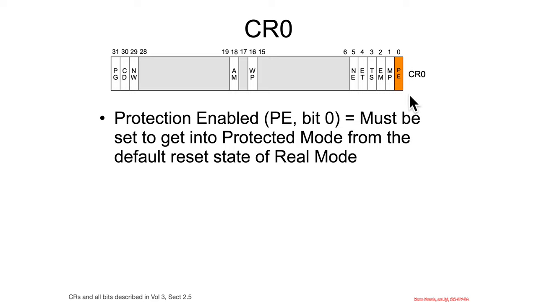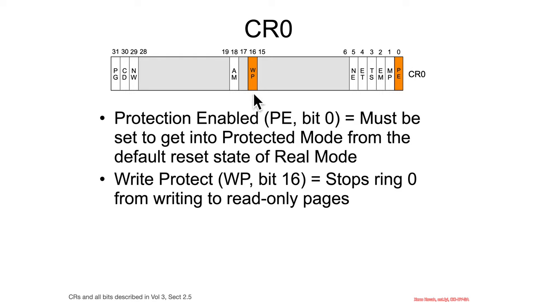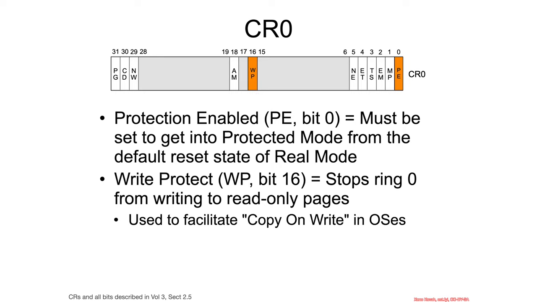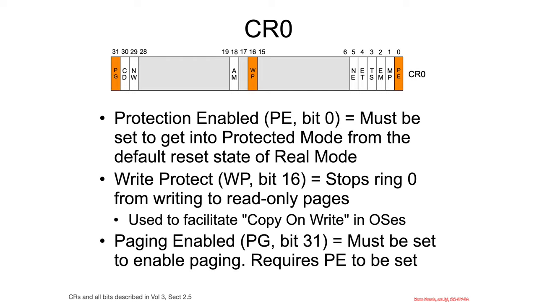Okay, CR0, bit zero, protection enabled. This is how the system gets from real mode to protected mode. WP, write protect, this stops ring zero from writing to read-only pages. So if this is not set, then ring zero could just scribble anywhere it wants. But if this is set, then it means the operating system's trying to restrict itself. And sometimes this is used for a technology called copy on write that has to do with operating systems trying to optimize how much memory they use by just changing out contents of memory on demand when memory is shared between different processes.